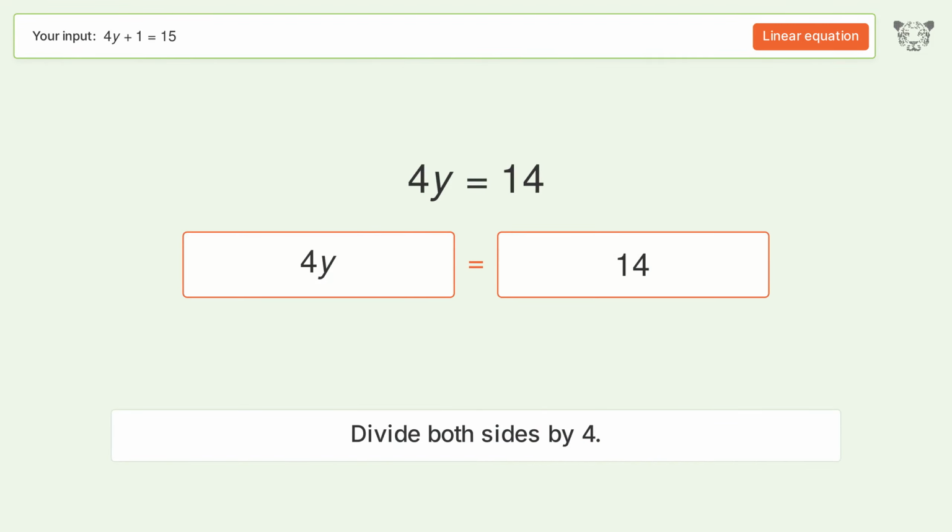The variable coefficient is 4. Divide both sides by 4 to leave the variable alone. That gives y equals 3.5.